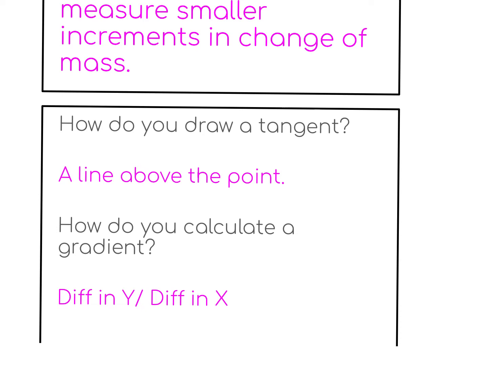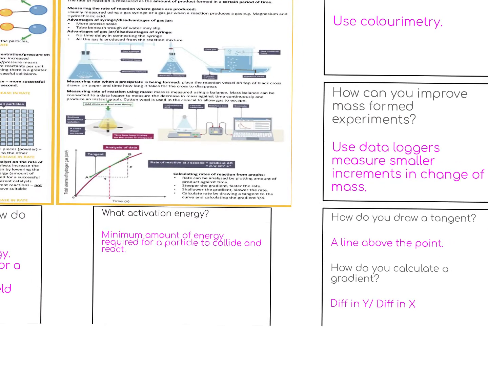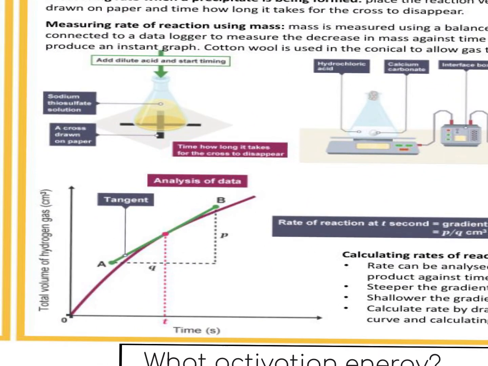How do you draw a tangent? A line above the point. How do you calculate gradient? Difference in Y over difference in X. Okay, and when I say tangent, and you've got this sheet for you, tangent is that line there, it's slightly above the point, and I would always go, say that was 10, I'd go 5 and 15, equal distances both sides, and then take the values for Y also.